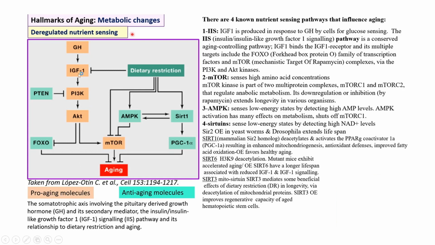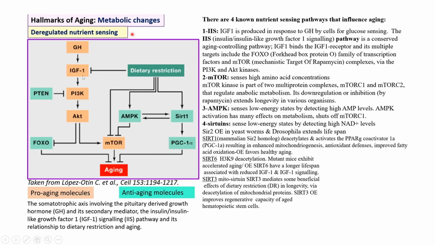Before that, I want to point out the orange colored portion. The orange colored signaling molecules are the pro-aging molecules, that is, growth hormone, AKT and mTOR, which promote aging. The anti-aging molecules are colored in green, for example AMPK, SIRT1, PGC1 alpha, as well as FOXO, which inhibit aging. These are the anti-aging molecules.